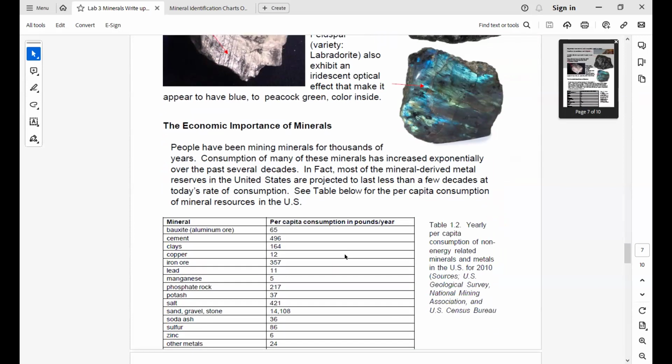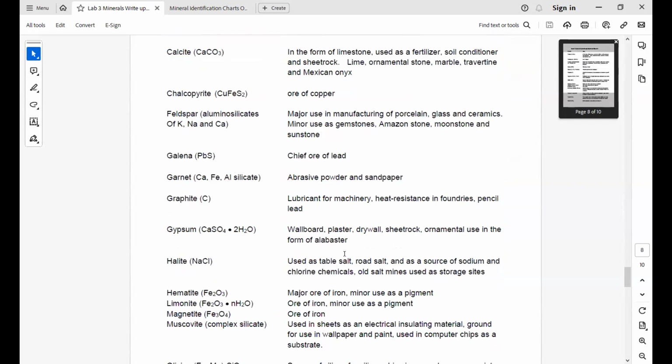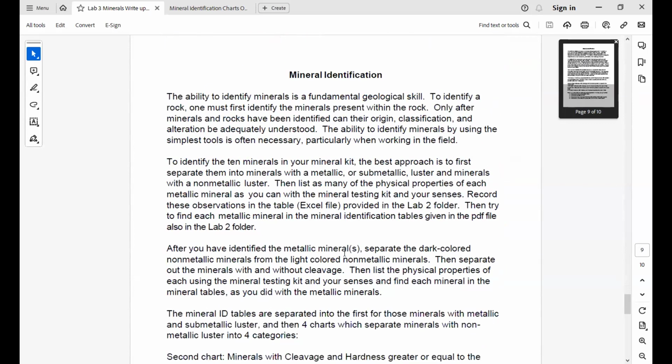Now, there's a little bit about the importance of economic minerals here that I think some of the question worksheet might ask you about. And now, how do you go about identifying?